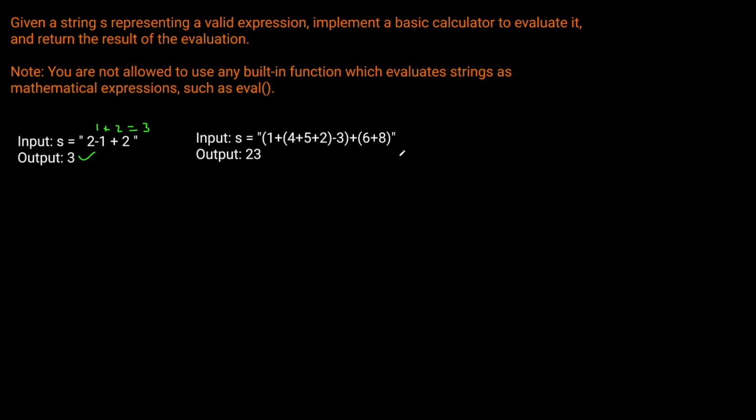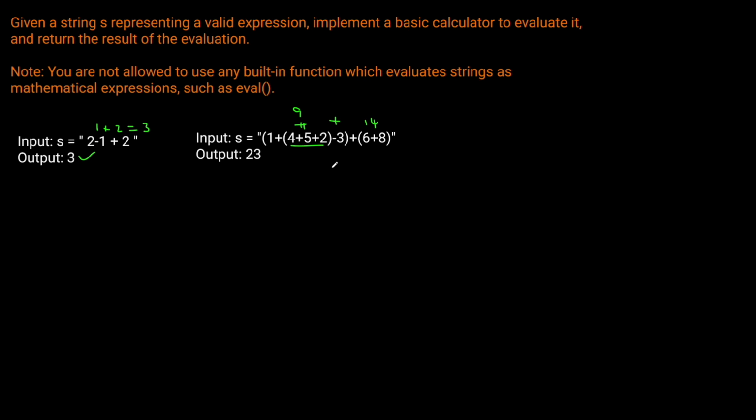Obviously, we need to respect the order of operations, so we do whatever's in parentheses first, and we go as far into the nested parentheses as we can. As we can see here, this is the furthest nesting, so we would add this part up. 4 plus 5 plus 2, that's going to be 11, and then we add 1 and subtract 3, so that's going to be 9, and then this part is 14, so we add 9 and 14, and then we get 23, which is the answer that we expect.